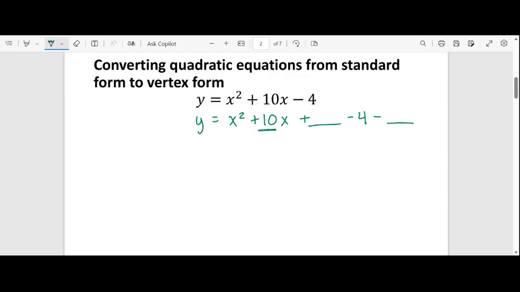Now in my first blank, I'm going to have half of my middle number squared. Half of 10 is 5. 5 squared is 25. If I add 25 into this equation, to keep it balanced, I have to subtract 25. So I'm going to subtract 25 on the end.